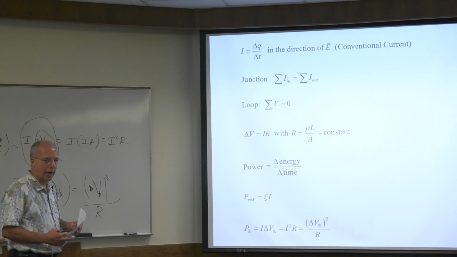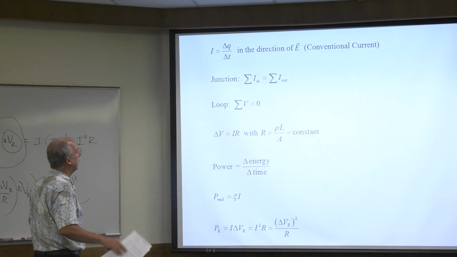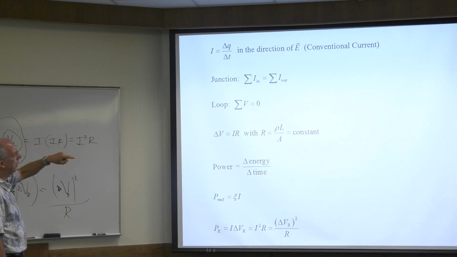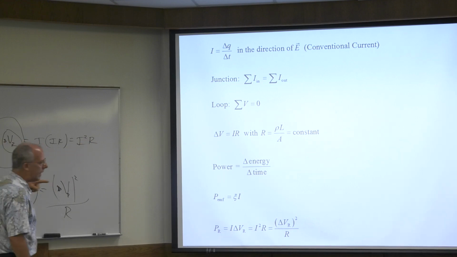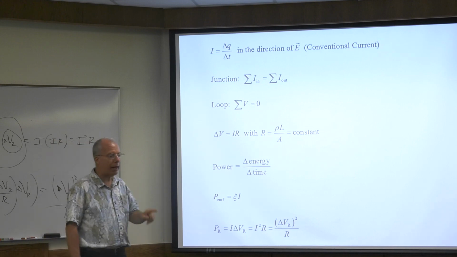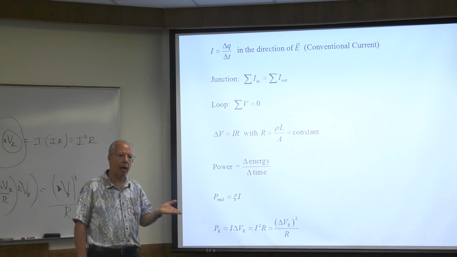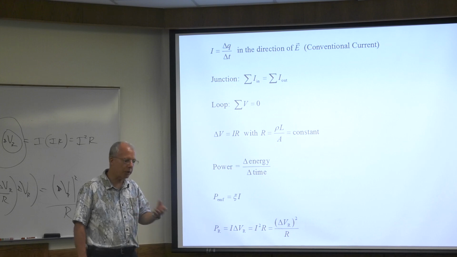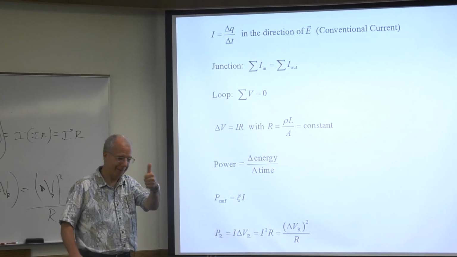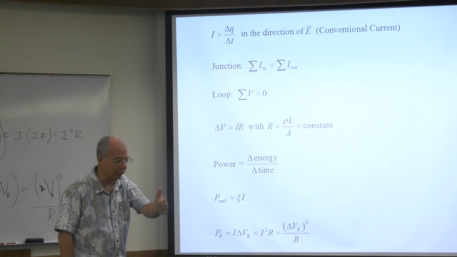You've seen this before, right? With these electricity chapters, there's just equations. So the definition of conventional current, I equals delta Q over delta T in the direction of E, which means positive charge carriers. By the way, notice I don't say protons, because that would just be a lie. I say positive charge carriers. That's not a lie, because it doesn't exist.